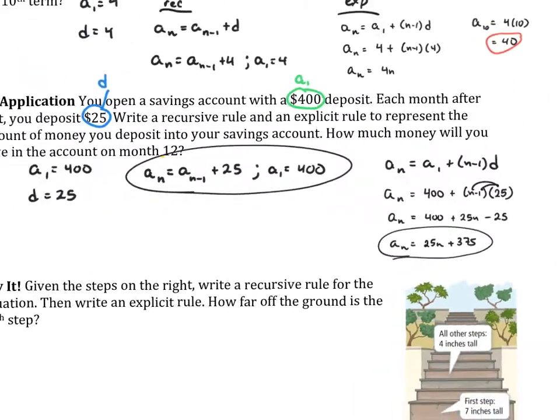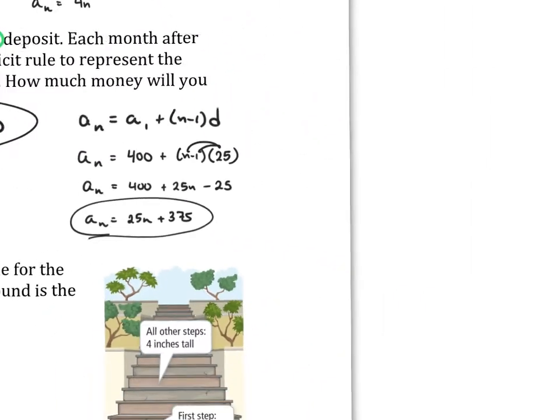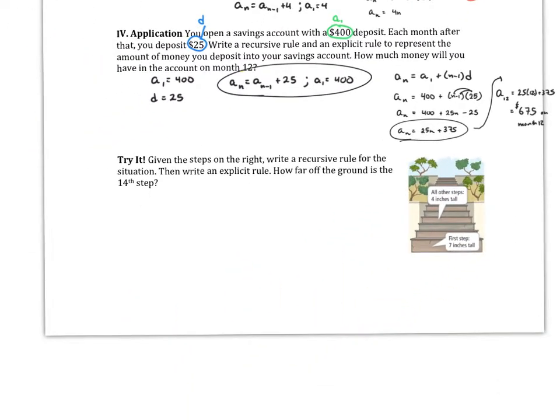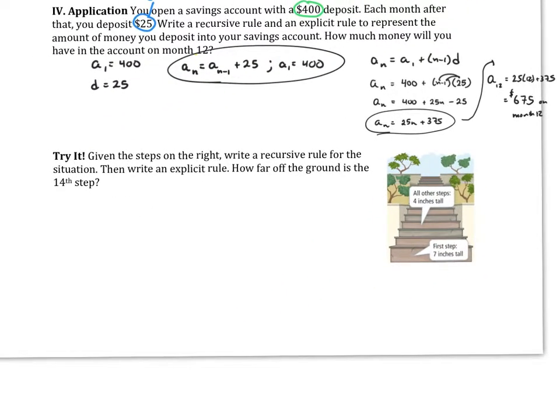And lastly, how much money will you have on month 12? So what I'm going to do is just use that information to say, well, a_12. So it's 25 times 12 plus 375. And in the end here, we get $675 on month 12. And there we go. Now it's your turn to give this one a whirl. And now we check our answer here. Pause. Have a great day.